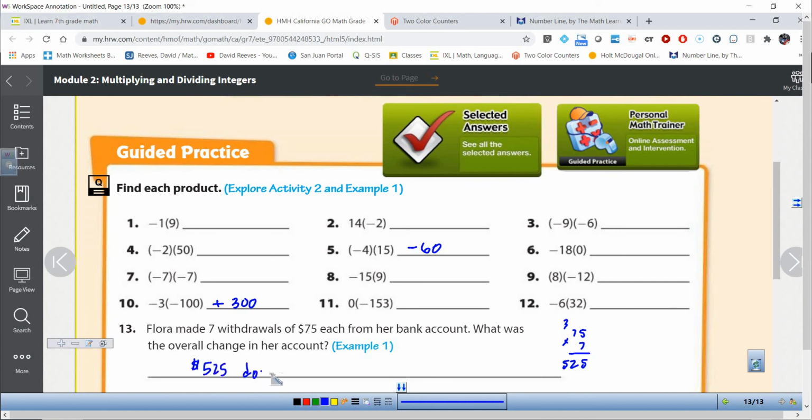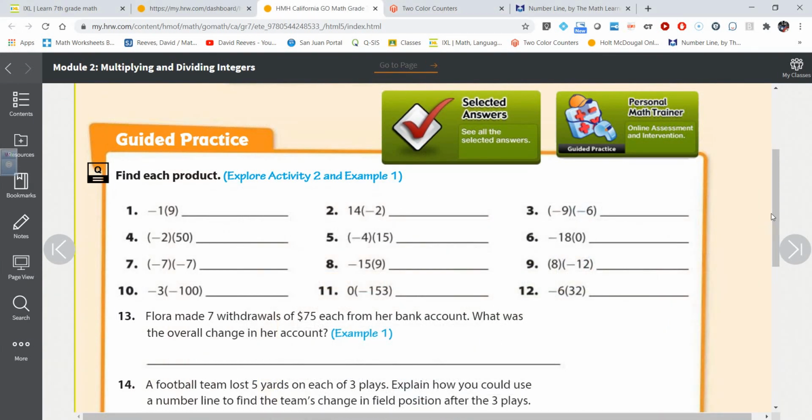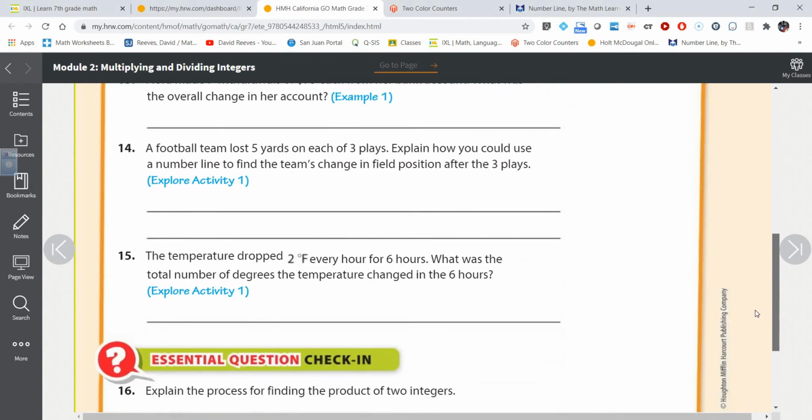$525 down. Let's try that again. D-O-W-N. All right, so I'm thinking that the textbook, if we were doing this online, would want us to write negative $525. Again, when you go to the online textbook, I encourage you to view an example, or if they mark it wrong, go back and just do it again, do another one, and then put the negative in there. But I'm pretty sure they would want a negative answer on that.